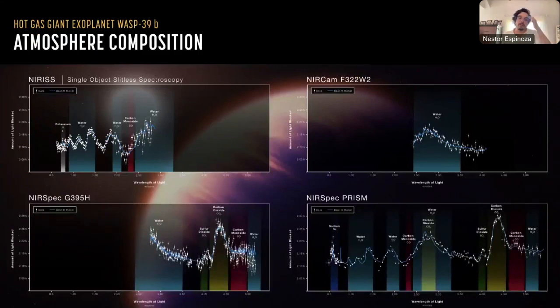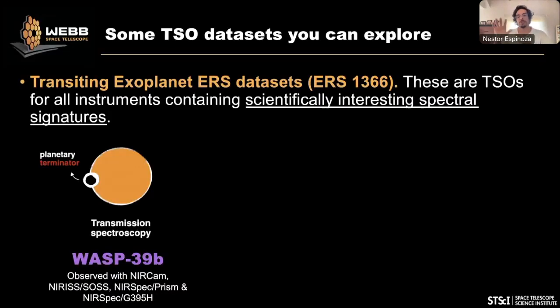Probably the one that you've seen around in the press a lot is this family portrait for different instruments. And these beautiful features of water, CO2, sulfur dioxide, and even sodium and potassium over there within NIRSpec. And this is the atmospheric composition in particular as observed from JWST for WASP-39b. And that's just one part of what the ERS did, which was, again, observing the exoplanet WASP-39b through primary transit. So when the planet passes in front, and some starlight gets filtered through the atmosphere, and that same technique was used to observe with NIRCam, NIRISS SOSS, NIRSpec Prism, and NIRSpec G395H.